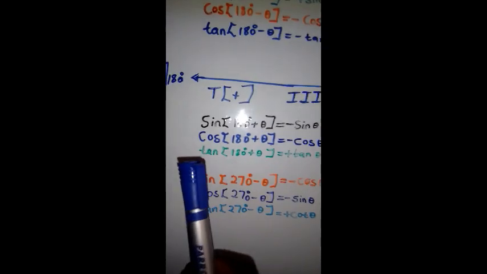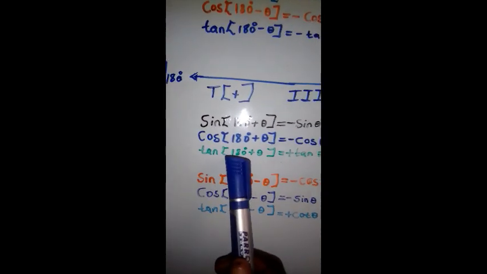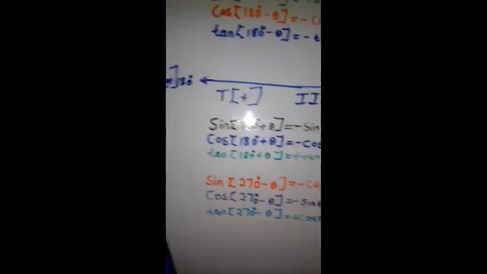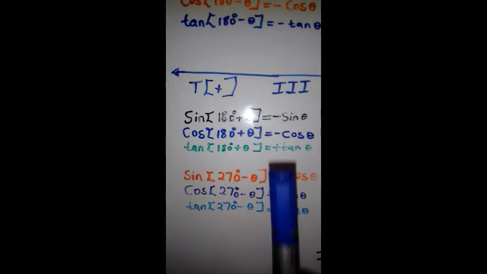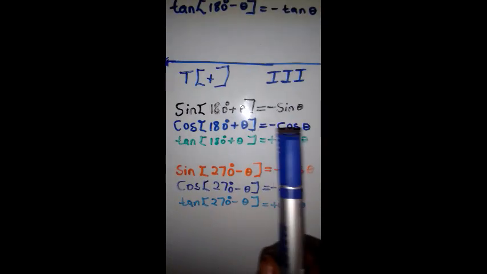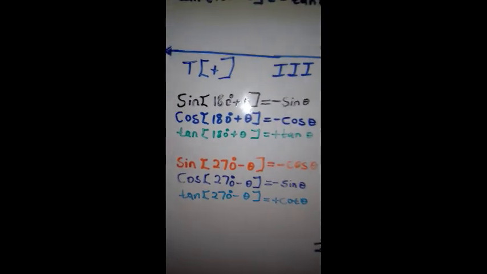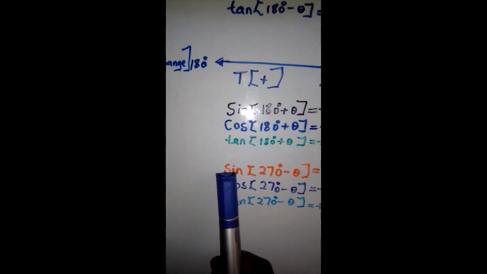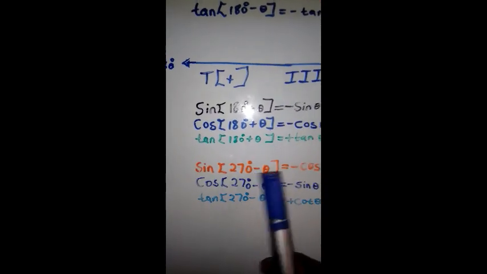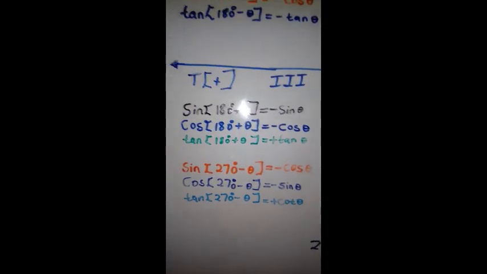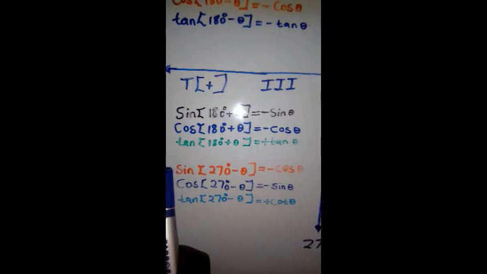So let's go to the third one. Then tan of 180 degrees plus theta is equal to, tan is what? Tan is positive on the third quadrant, so it's going to be positive tan theta because 180 plus theta means no change. Now this one, sine 270 minus theta is equal to, sine is what on the third quadrant?